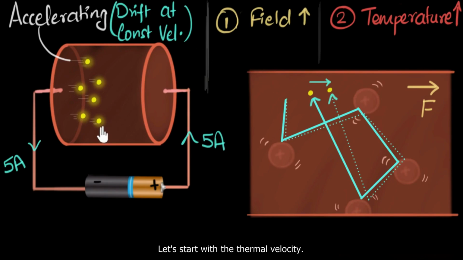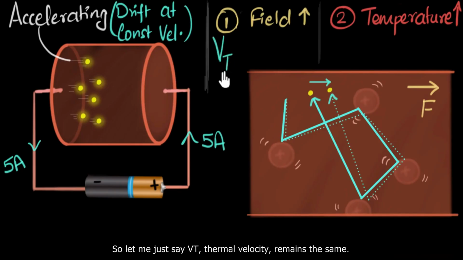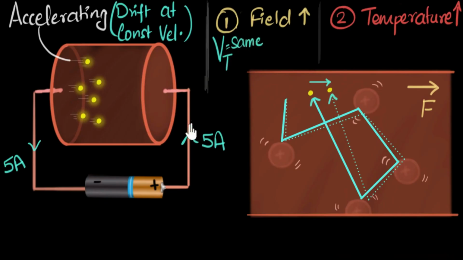Let's start with the thermal velocity. The thermal velocity was due to temperature. It's a random motion that is caused due to temperature, not due to the field or due to this force. And so in the first case, if I'm not changing the temperature, the thermal velocity will remain the same. So let me just say VT, thermal velocity remains the same. Okay, what do you think happens to the drift velocity?